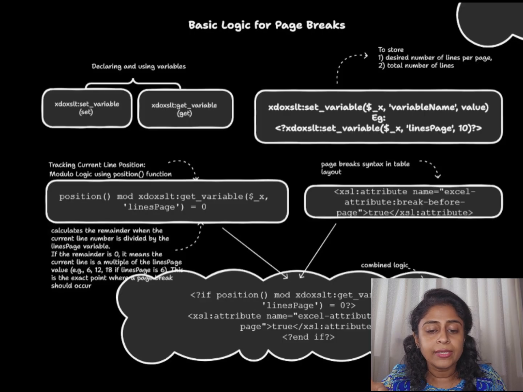Next, we need to retrieve the variable values. For this, we use the syntax xdoxslt:get_variable. This will return the value we stored in the variable lines_page.